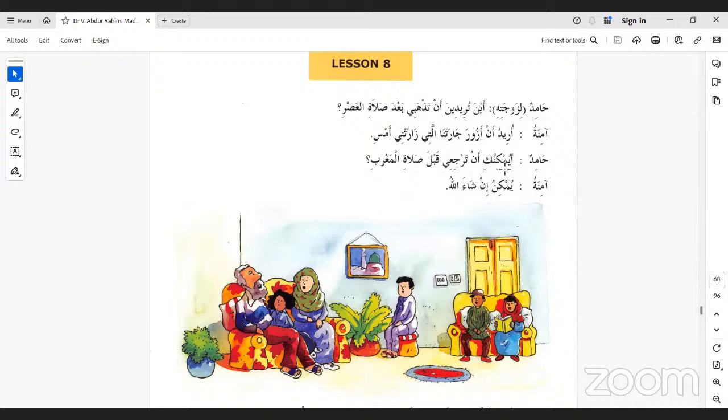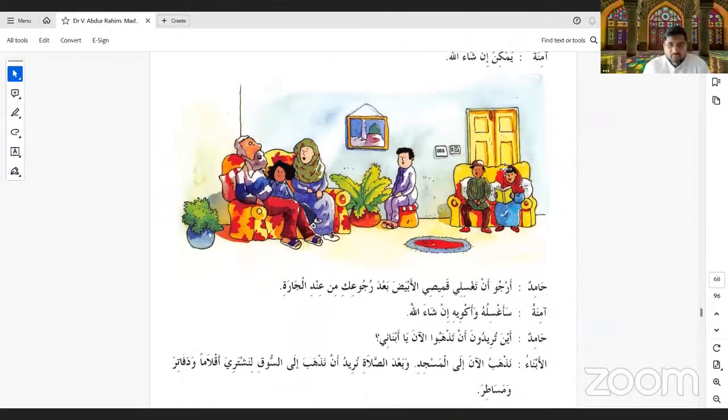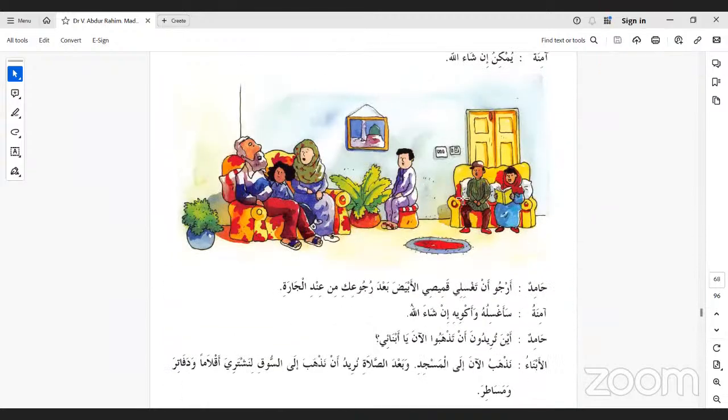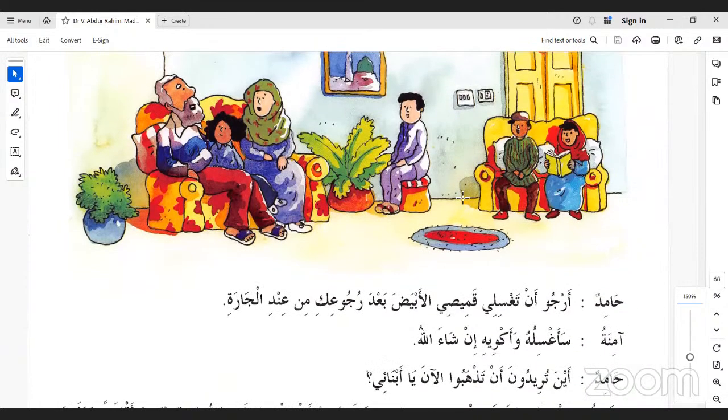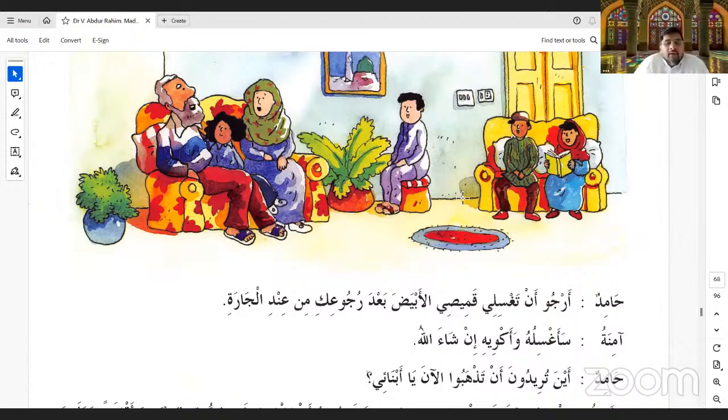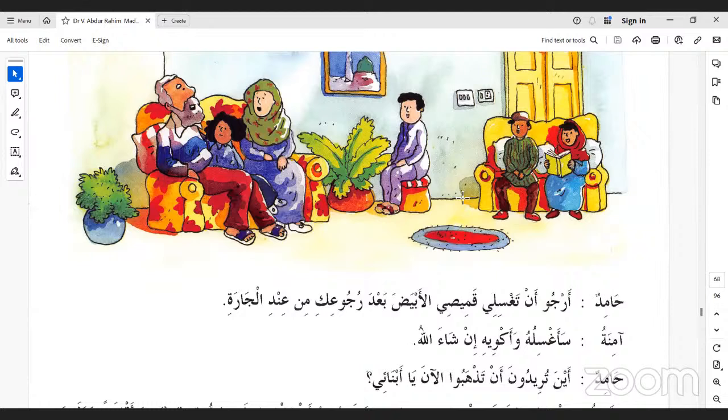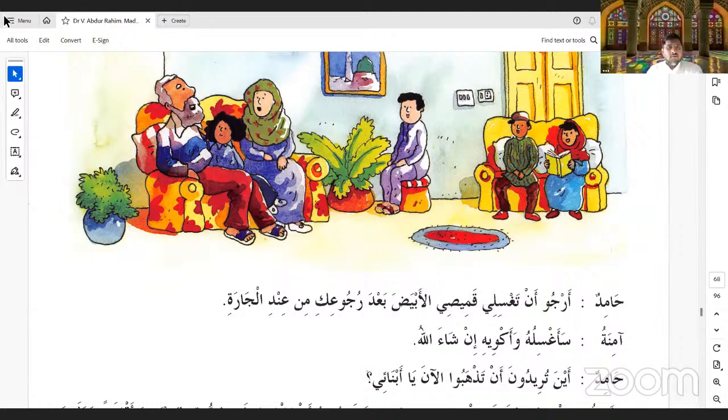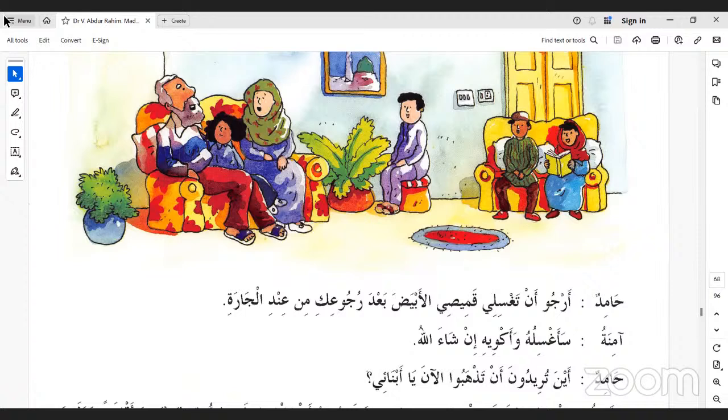Amina: possible, if Allah wishes. Correct. Hamid: I hope you will wash my white shirt after your return from the neighbor. Rujuuka, after your return, because you're talking to a female. Translation, please. I hope you will wash my white shirt after your return from the neighbors. Excellent.